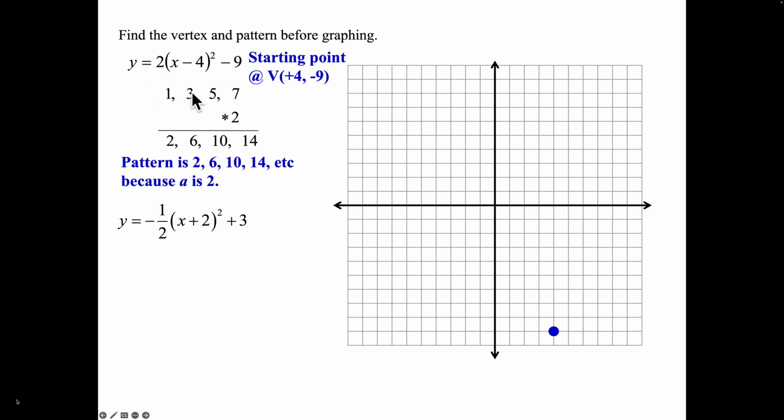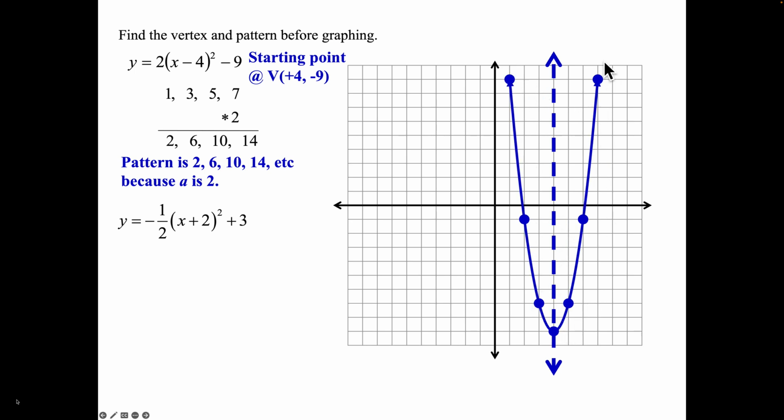Take your 1, 3, 5, 7, multiply them all by 2. 2 times 1, 2. 2 times 3, 6. 2 times 5, 10. 2 times 7, 14. 1 to the right, up 2. 1 to the right, up 1, 2, 3, 4, 5, 6. 1 to the right, up 10. Can't get anything else in. Line of symmetry, flip it over. There's my graph, arrows at the endpoints.